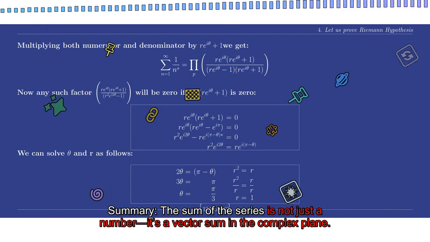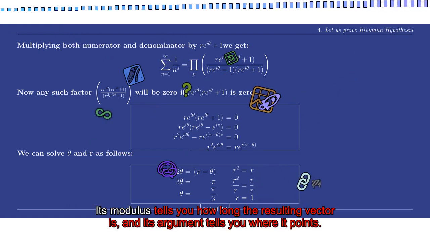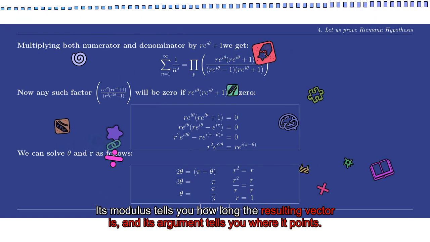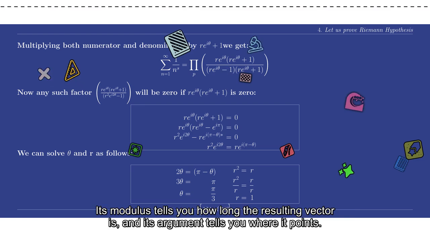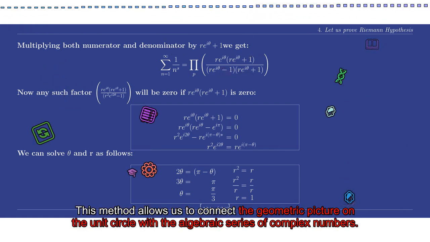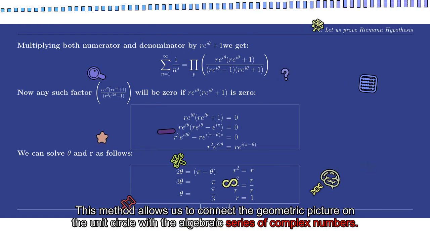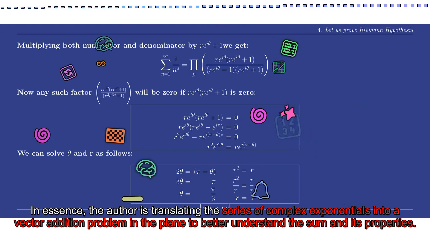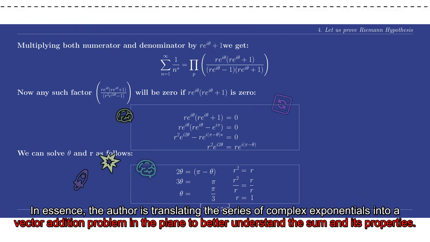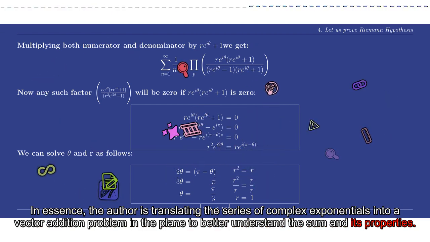Summary: the sum of the series is not just a number, it's a vector sum in the complex plane. Its modulus tells you how long the resulting vector is, and its argument tells you where it points. This method allows us to connect the geometric picture on the unit circle with the algebraic series of complex numbers. In essence, the author is translating the series of complex exponentials into a vector addition problem in the plane to better understand the sum and its properties.